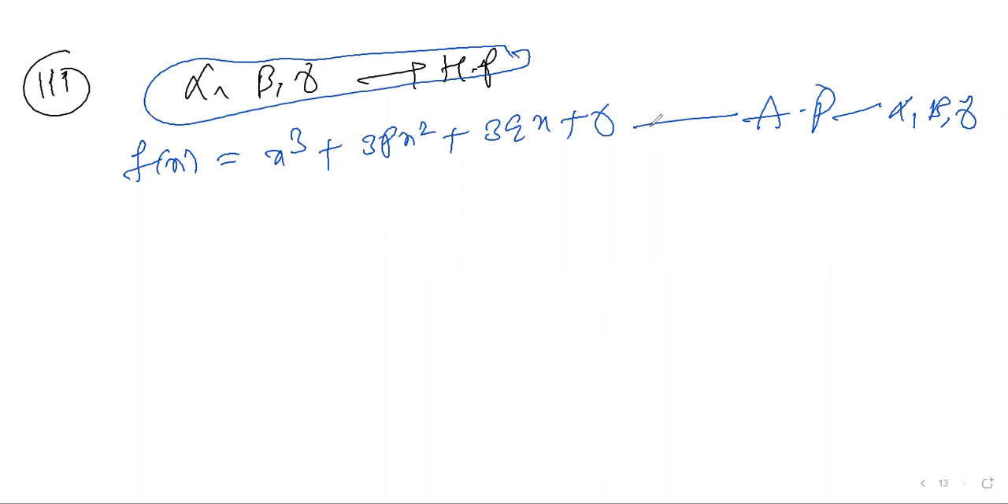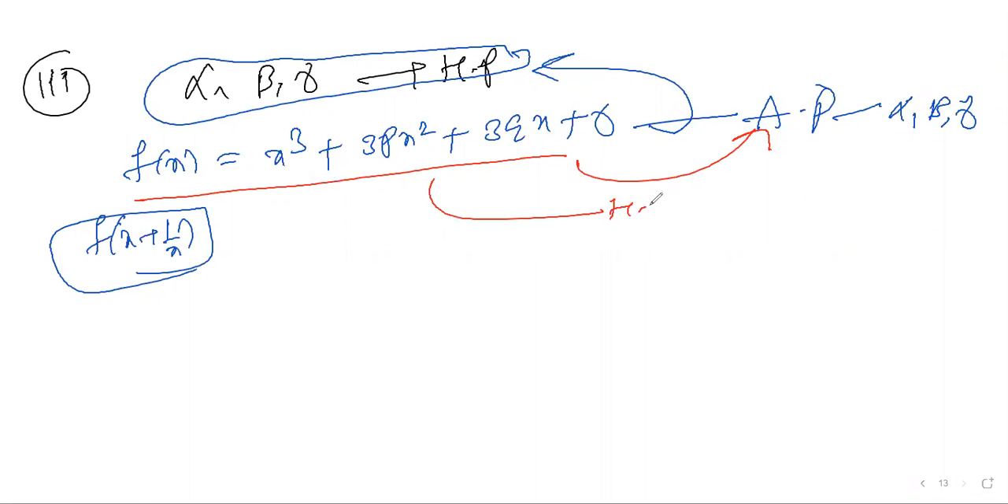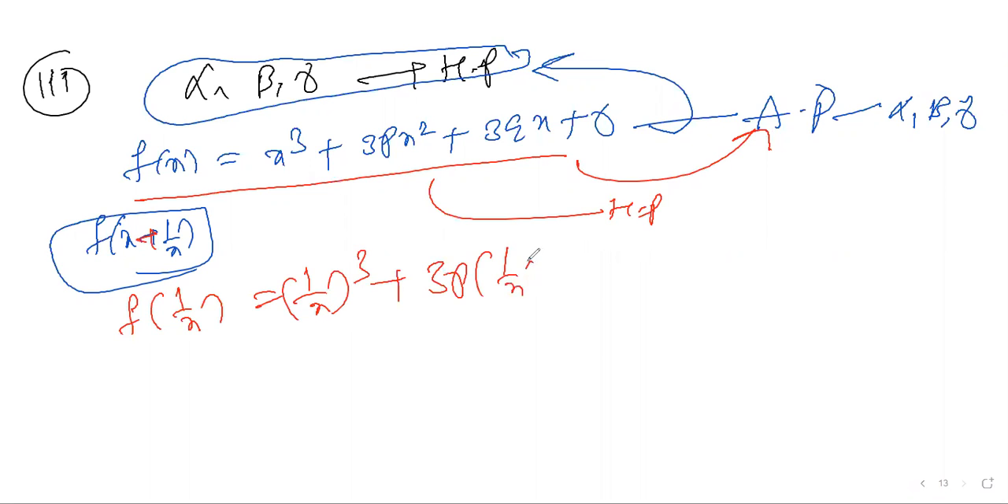I'll convert this equation into HP by changing x to 1 by x. This question is in AP and I want to convert it into HP, so I can use x tends to 1 by x. f of 1 by x is equal to 1 by x whole cube plus 3p into 1 by x whole square.